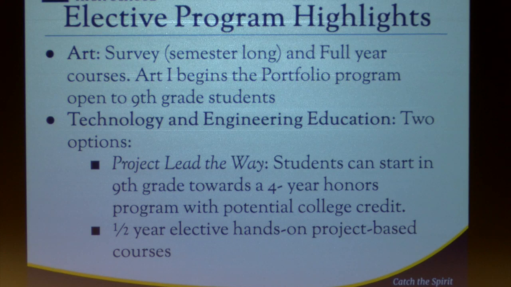So our elective courses are all available out in the cyber cafe to talk to you tonight. They all have different tables and they can answer any of your elective questions. But some elective program highlights: our art courses offer surveys, which are semester long. So you could take that semester long course and back it up to your health and PE course, and that would give you a full credit. And full year courses: Art 1 begins the portfolio program, and it's open to 9th graders. So if you know that you want to go to an art college and you're going to need to build that portfolio, you can take Art 1 as a 9th grader and start that process.